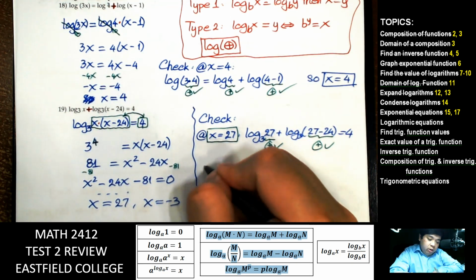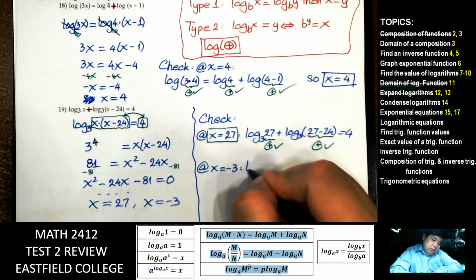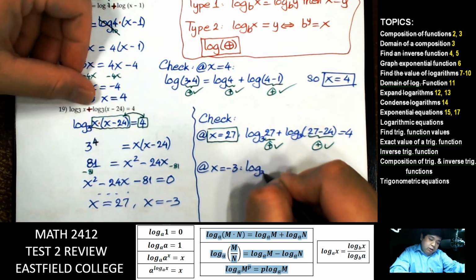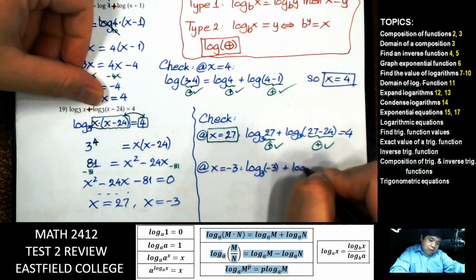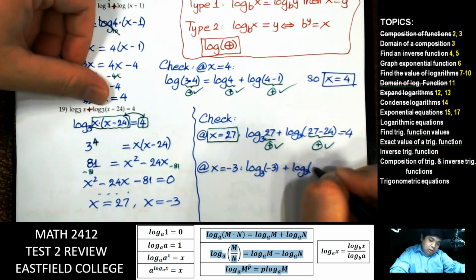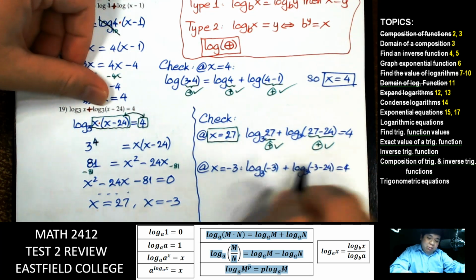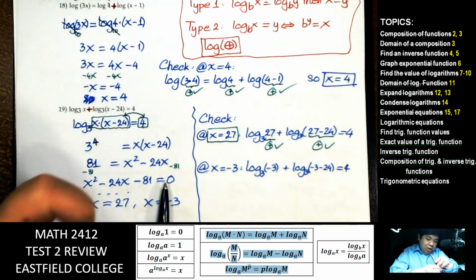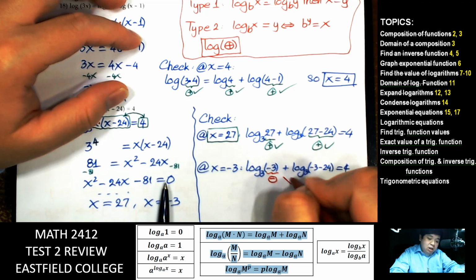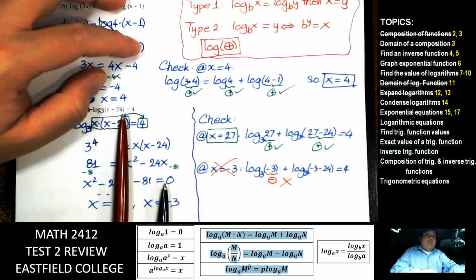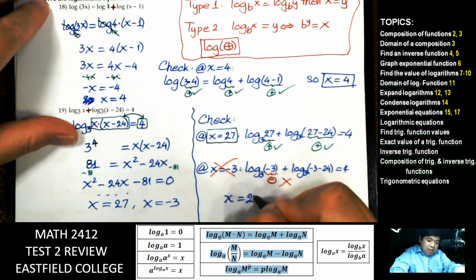Now we check for x equal to negative 3. So we put negative 3 in for x. We should stop here already because right on the first one it failed. It's negative, which means it doesn't count. So we only have one solution here. It's x equal to 27.